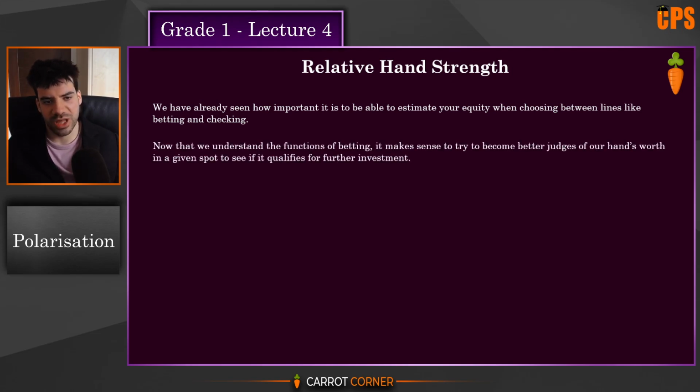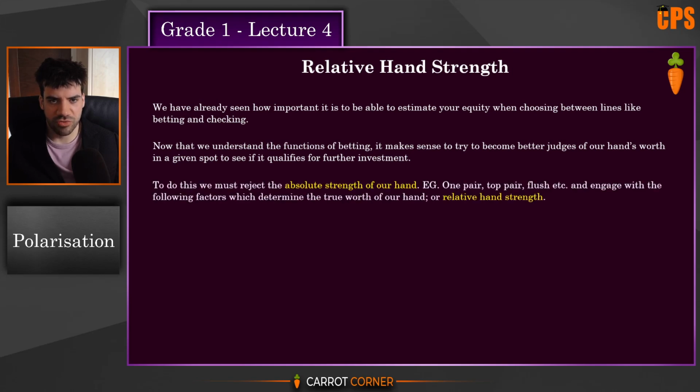So now that we understand these primary reasons for betting a bit more, it makes sense to try to become better judges of our hand's worth in any given spot to see if it qualifies for further investment. So that's what we're going to do to start with today. The first real obstacle to get around here when we're dealing with the true worth of our hand is to reject absolute hand strength. That might mean saying no to labels like one pair, top pair, flush.